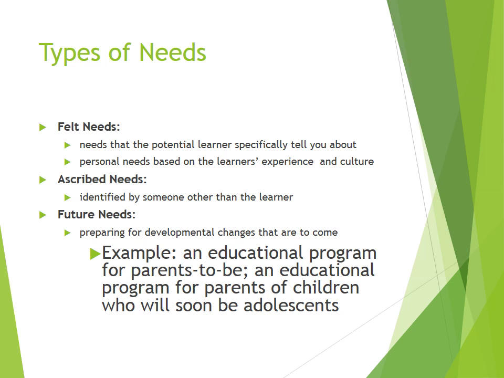Another example would be an educational program for parents of children who will soon be adolescents. Having a young child versus having an adolescent are two very different things. So if you're working with families to help them transition into adolescence, that would be helping them with a future need. They've got a child who is going to be in adolescence, and you're helping them transition into that phase. So those are the three types of needs that are going to be seen in your learning needs and resources assessments and all of your information gathering. You'll have felt needs, ascribed needs, and future needs.